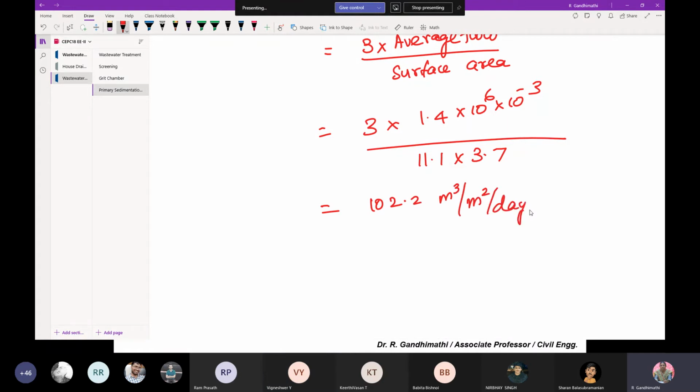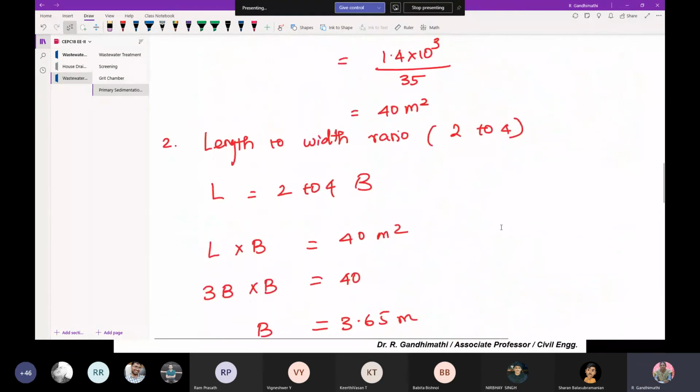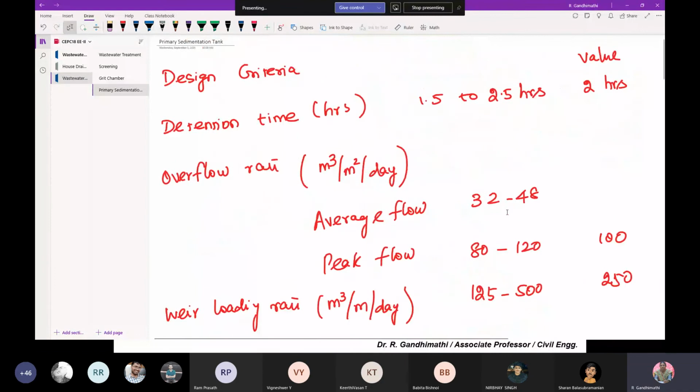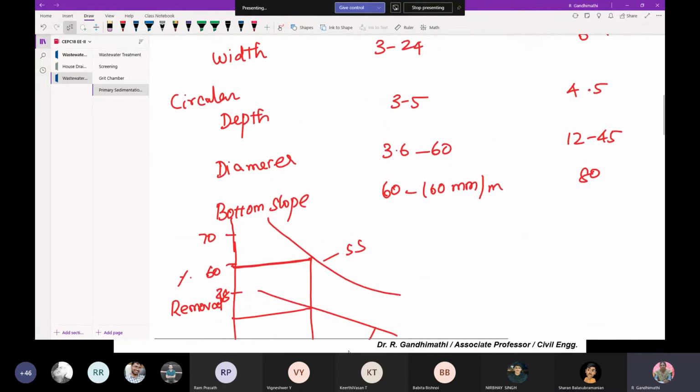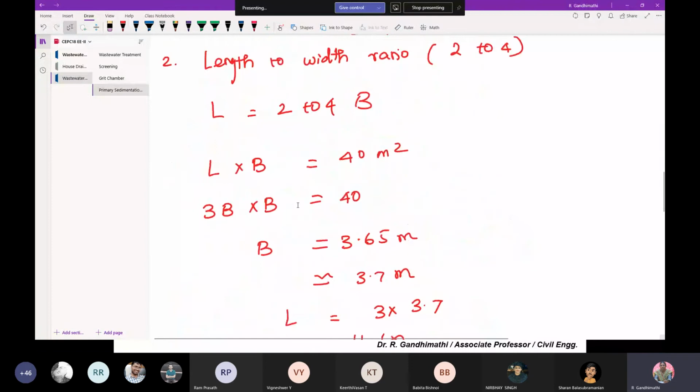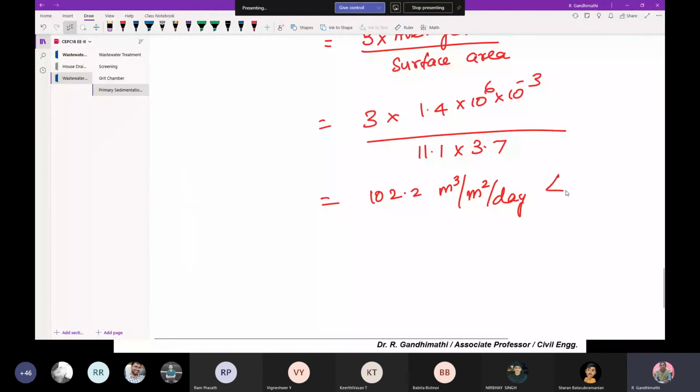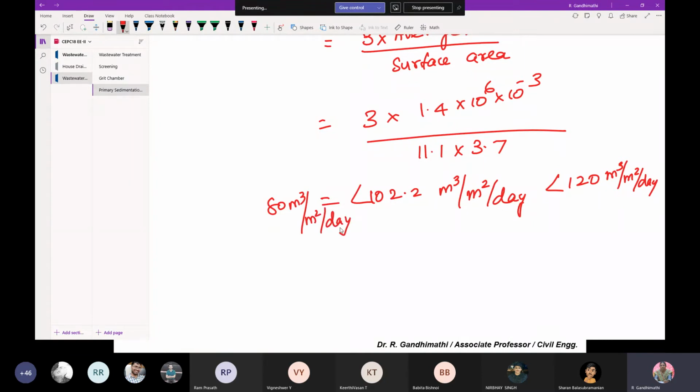Now you refer to the condition, the design criteria that have to be checked here. The overflow rate corresponding to peak flow should be between 80 to 120. Now it is coming between 80 to 120. It is less than 120 meter cube per meter square per day and greater than 80 meter cube per meter square per day. Is it clear? Yes, ma'am.